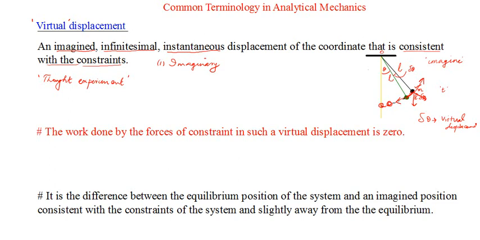So a real infinitesimal displacement will involve evolution of time. Because at the same time the bob cannot be here and cannot be here. So it cannot have both the positions at the same time if it is a real displacement. So certainly maybe one is the position of the bob at a time t1, and 2 will be the position of the bob at a time t2.